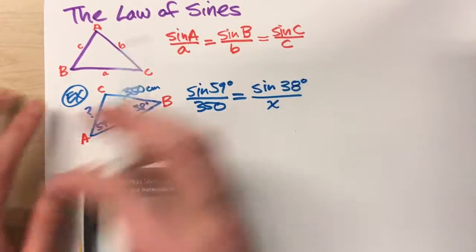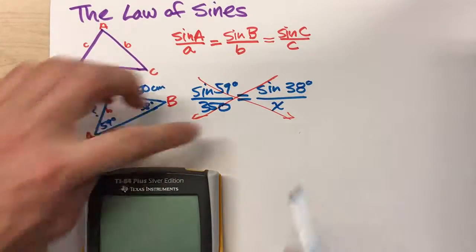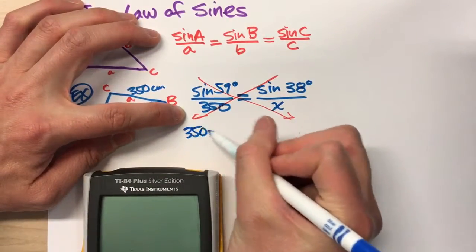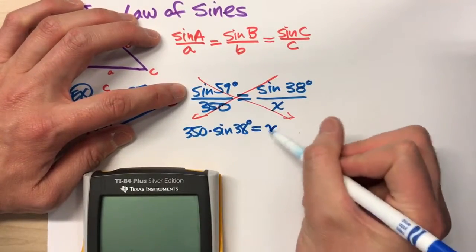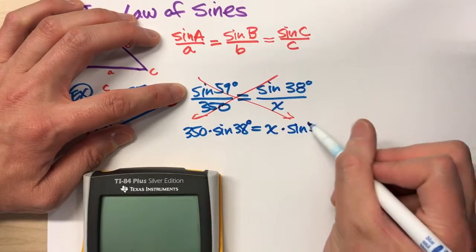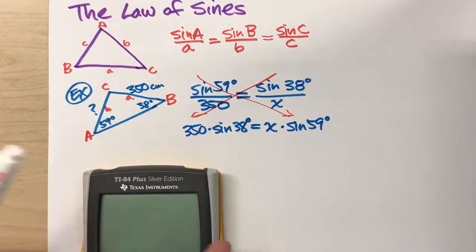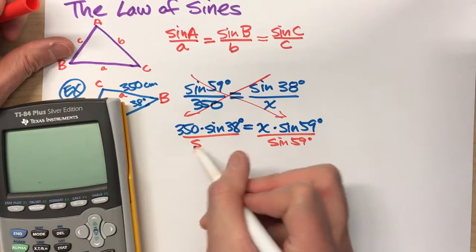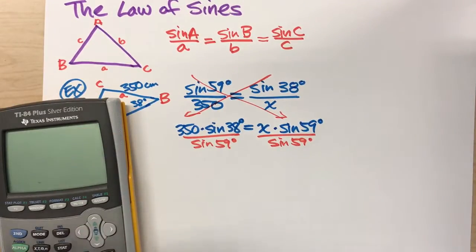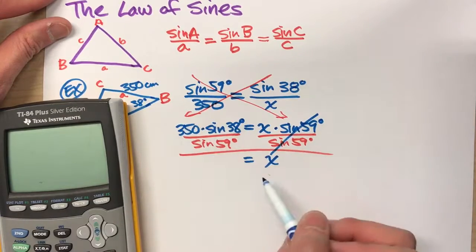So I'm going to use cross multiplication. So I'm going to go this way and this way. So I know 350 times the sine of 38 degrees is equal to x times the sine of 59 degrees. To solve for x, I need to divide both sides by the sine of 59 degrees. And there you go. X should equal whatever this is.